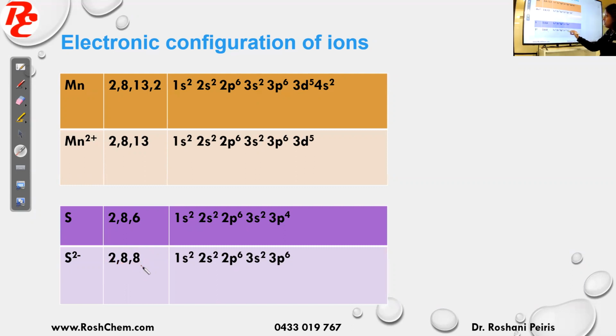Now we look at the subshell configuration. Sulfur is 16, which is 1s2, 2s2, 2p6, 3s2, 3p4. Now gain 2 more electrons. When you gain 2 electrons, 3p4 becomes 3p6. Everything else is the same. That's how we write the configuration of cations and anions. If it is a cation, you remove electrons. If it is an anion, you gain electrons.